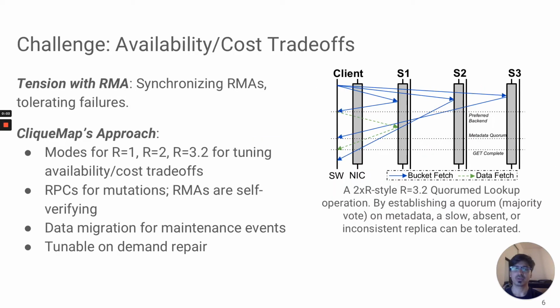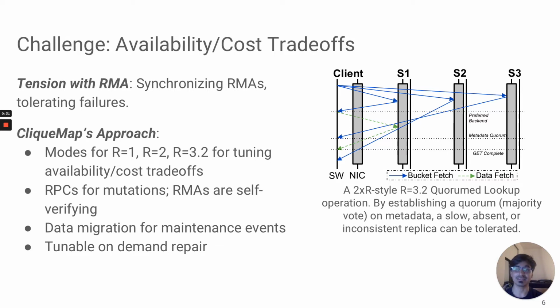This brings us to our production challenges. For each, we will present the challenge, how a system building on RMA might be particularly challenged, and also CliqueMap's approach to the challenge. Our first challenge is how to navigate the space of availability and cost trade-offs in a distributed system. RPCs are powerful in this context since they often come with useful features for fault tolerance like deadlines and cancellation, which aren't present in RMA primitives.